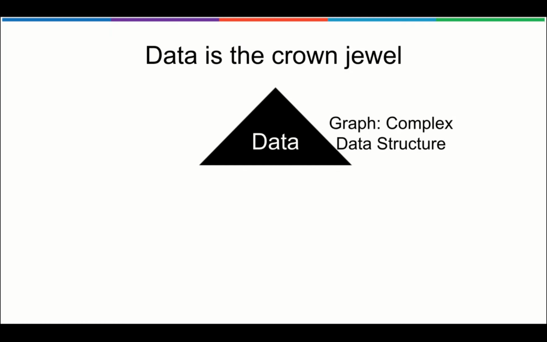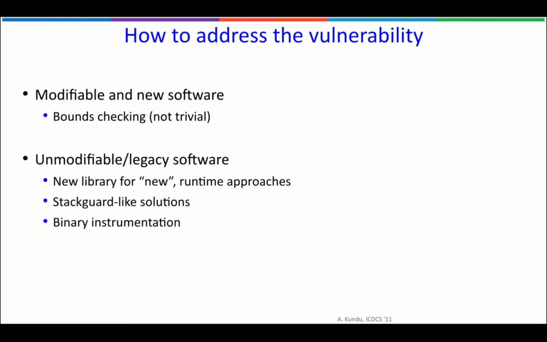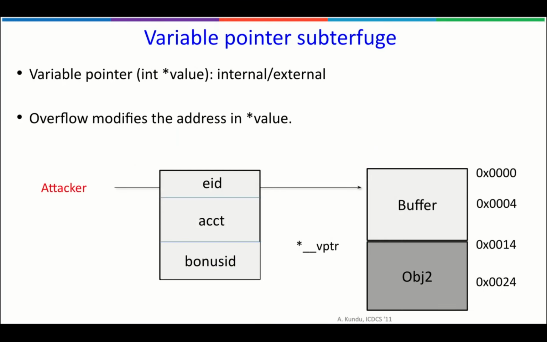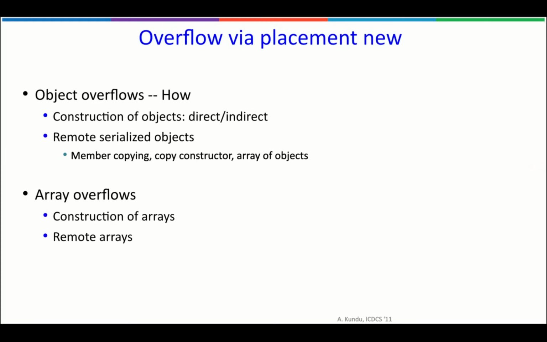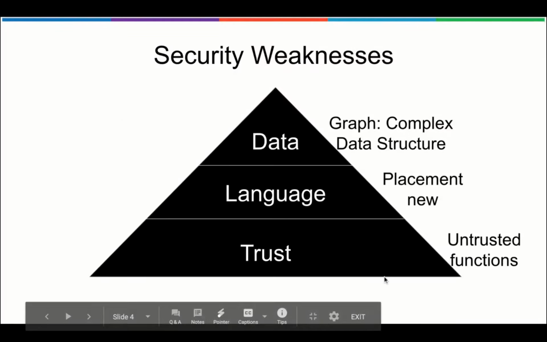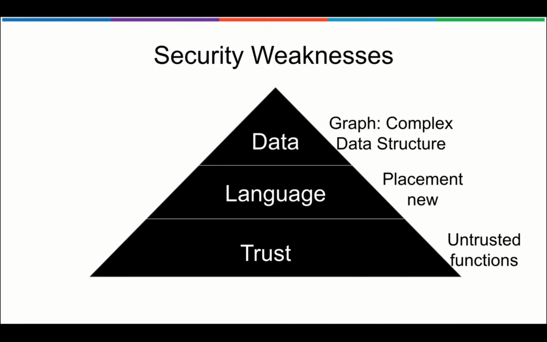I'm going to pause here and summarize what we have covered till now. We have covered protection from untrusted functions. We have covered how placement new attacks can be carried out. We haven't covered much of how we can protect against it, because that's a more detailed work discussion. We'll go into data now. How do you protect data such as graphs, HMAC?